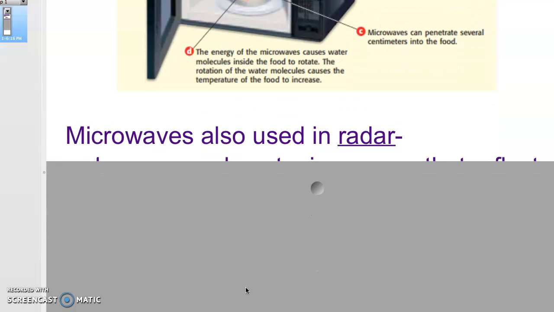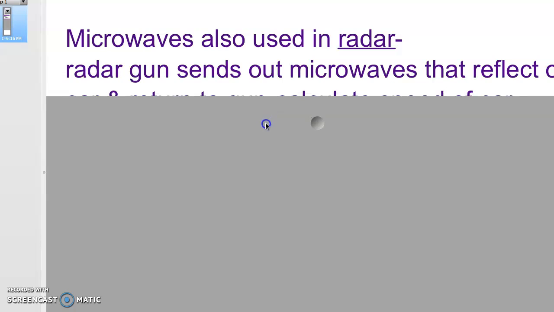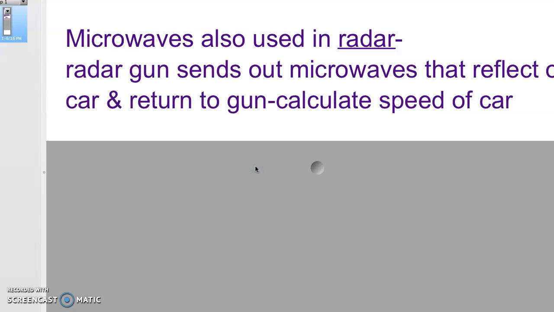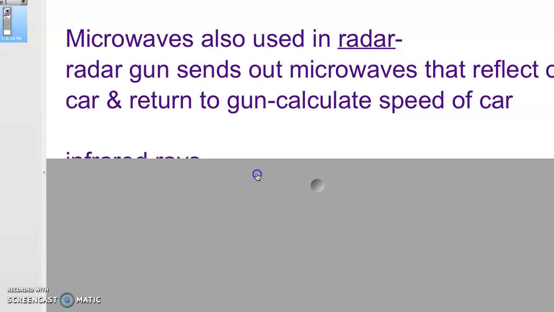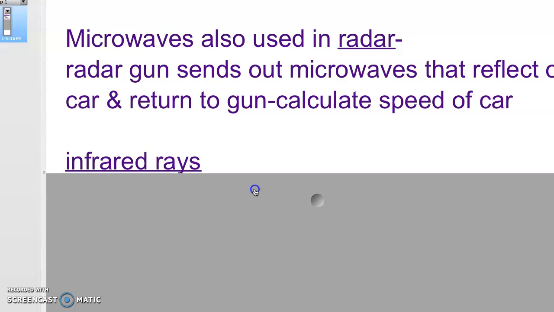So we use microwaves in radar, right? Where you've heard of radar being used might be with a police officer who might be trying to tell how fast your parent's car is moving. So the radar gun sends out microwaves and they bounce off the car and return to the gun. At that time, it calculates the speed of the car and lets the police officer know if the car was going too fast. So that's another way we use microwaves.